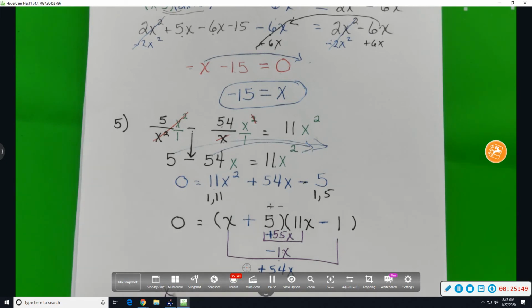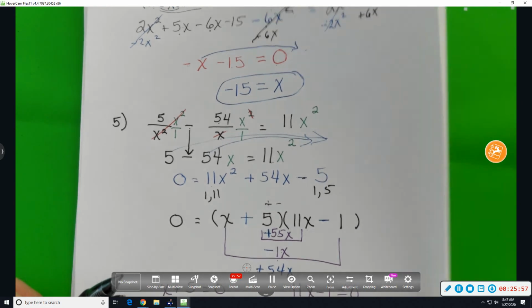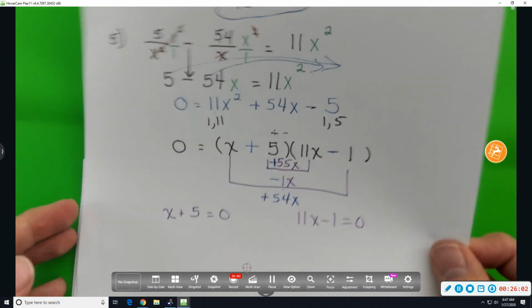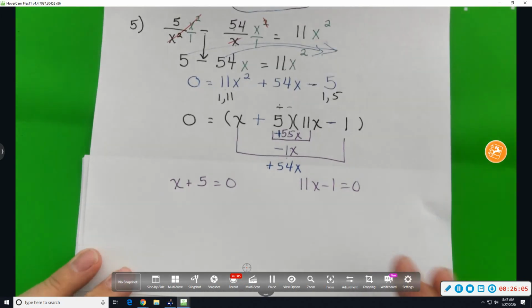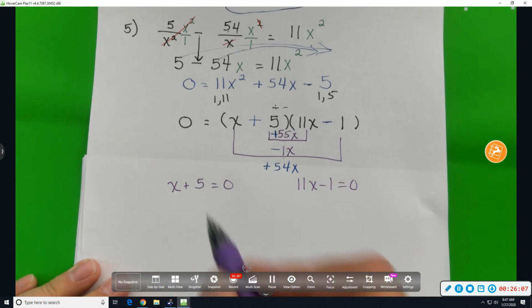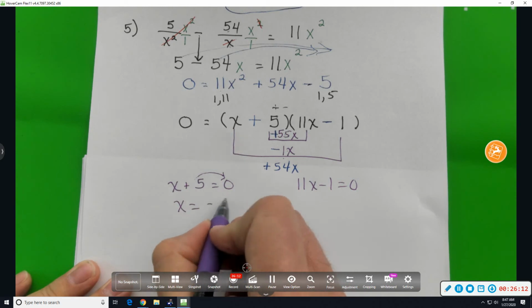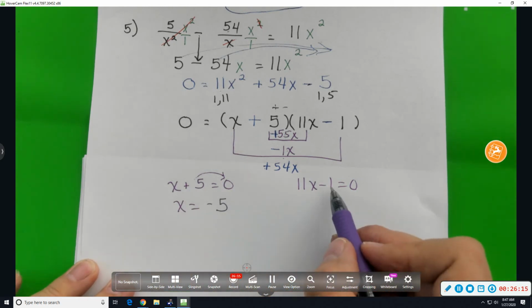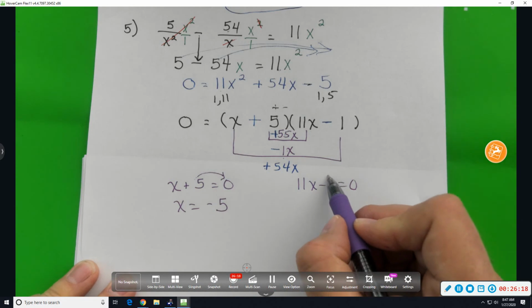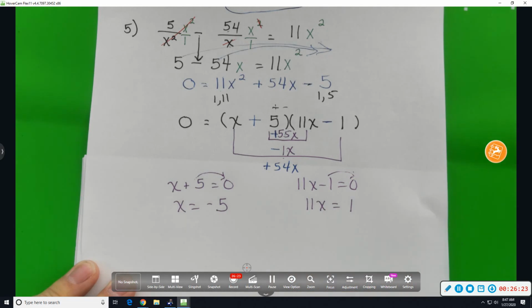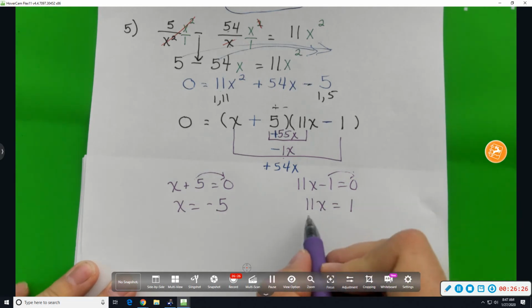And after all of that, we're still not through. You got to set each factor to 0. Oh, I'm running out of room. Setting each factor to 0. We get x equals, is that a negative 5? What about this one over here once we isolate the x? We move the 1 over and then divide by 11.